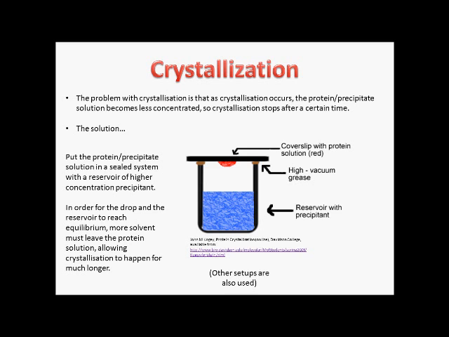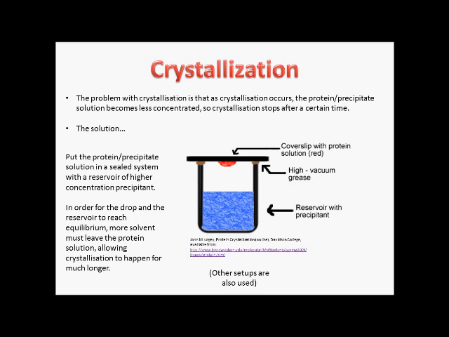Within a sealed system you'll have the protein in solution, and you'll have a reservoir of precipitant which is a much higher concentration than in the protein solution. Because the solvent's volatile, it can move between the protein droplet and the reservoir of precipitant. Entropy is keeping the solvent in solution with the protein, but the disequilibrium between the two solutions is also forcing it over to the reservoir so that it can help even out the concentrations of the precipitants.